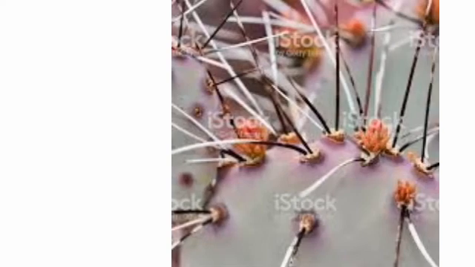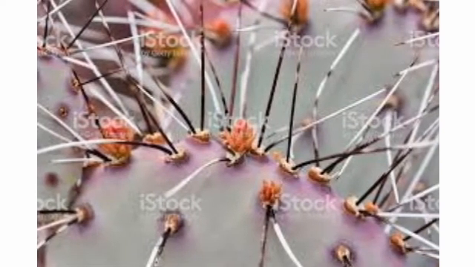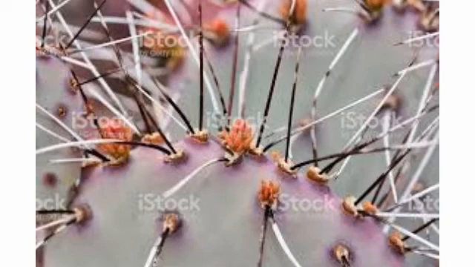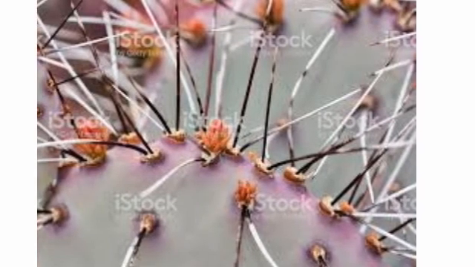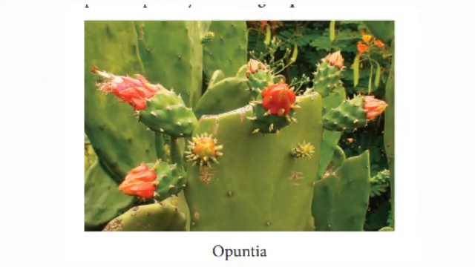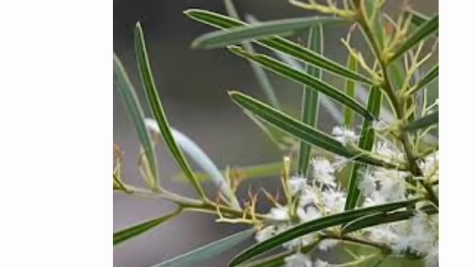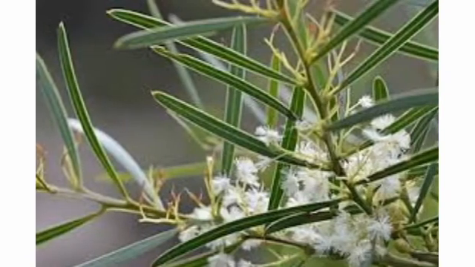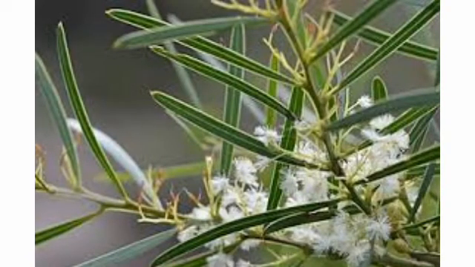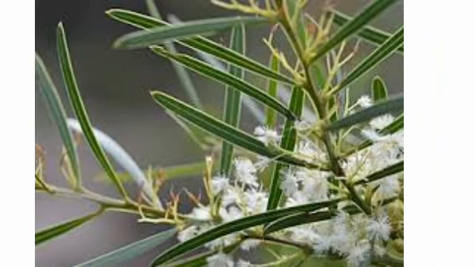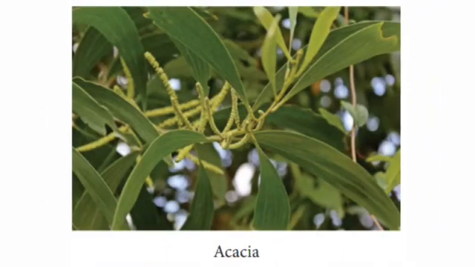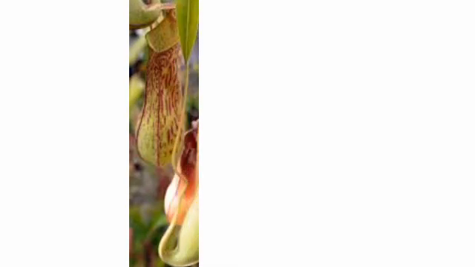Next, spines. When a leaf is modified into pointed spines for defensive purposes, it is called leaf spines. Example: Opuntia. Next, phyllodes. When the petiole becomes flattened and green, it reduces the evaporation from the plant body. Such structures are called phyllodes. For example, acacia.